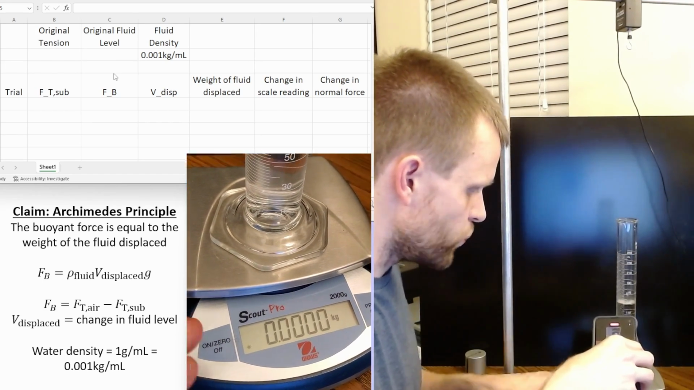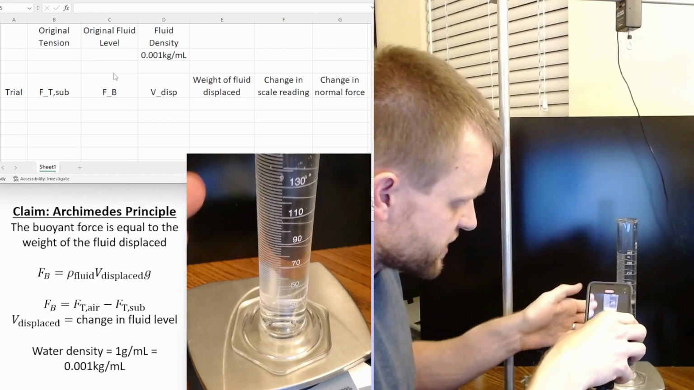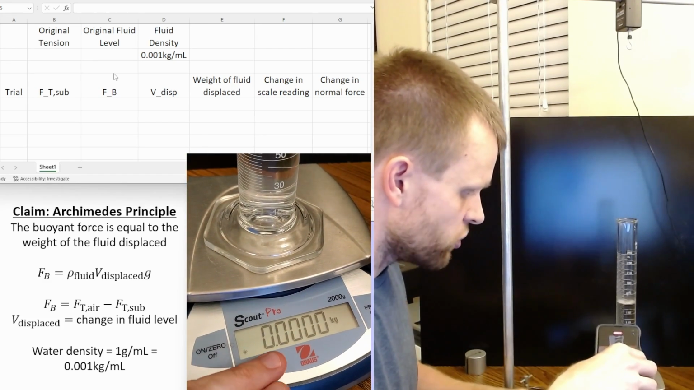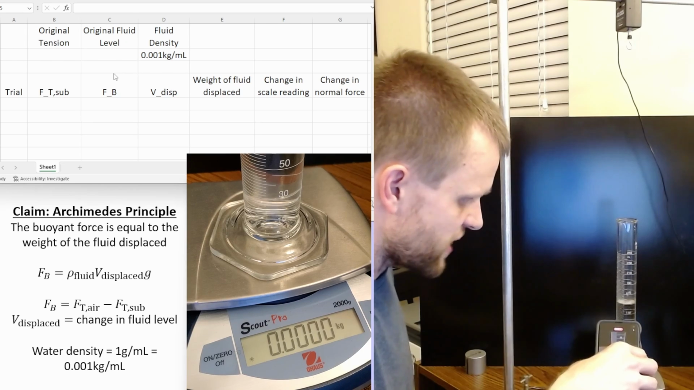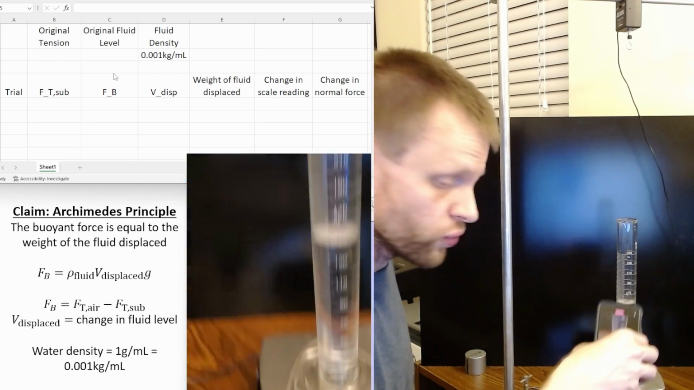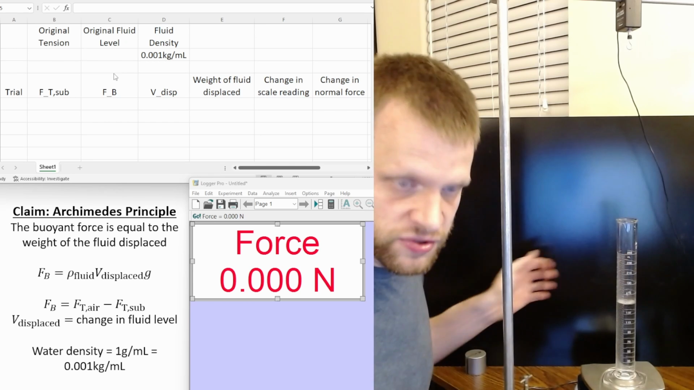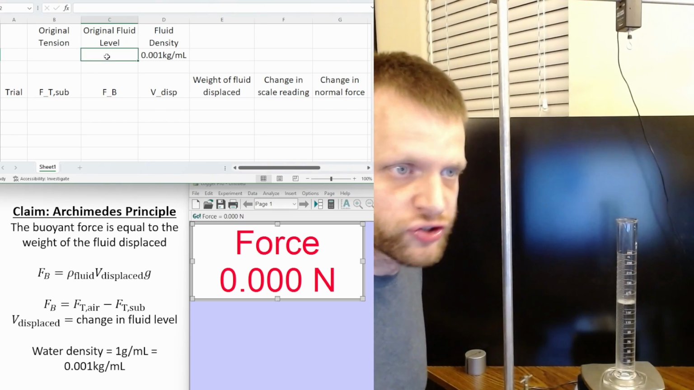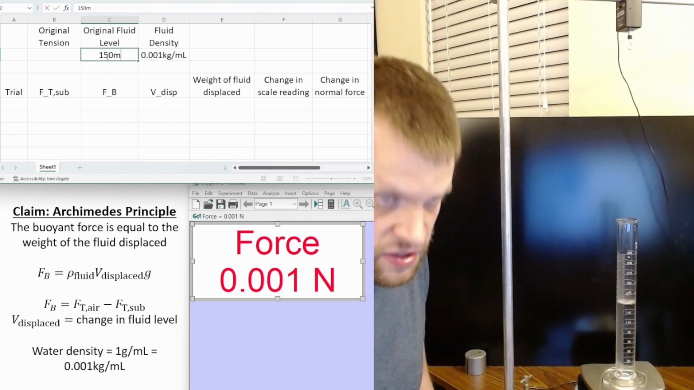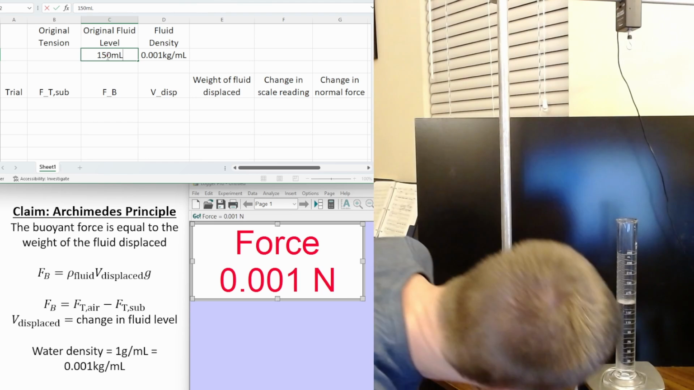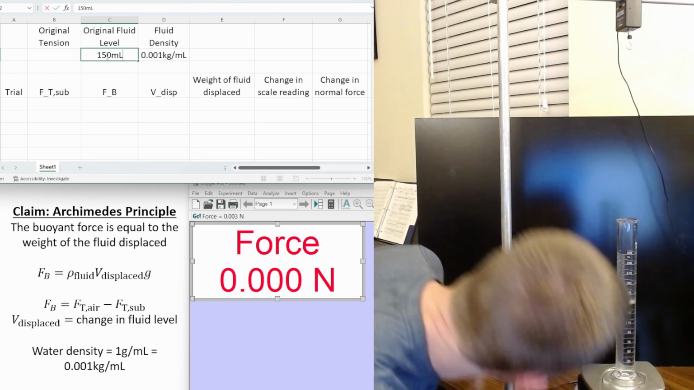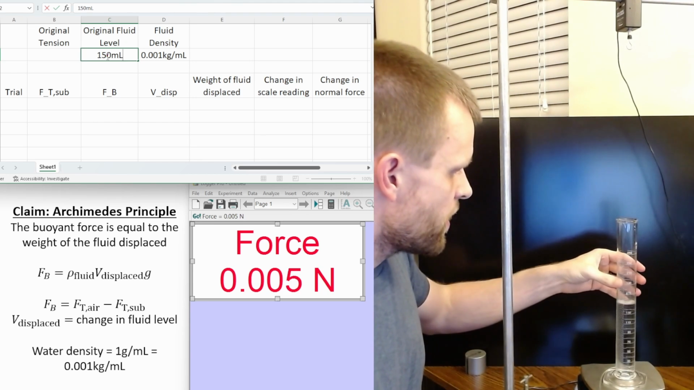So again, when we start putting the object into this beaker, we're going to be able to measure how the normal force acting on the graduated cylinder changes. We can label that as our original fluid level, 150 milliliters. Happy with how that one worked out. Yeah, close enough.